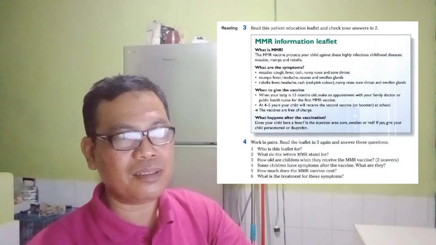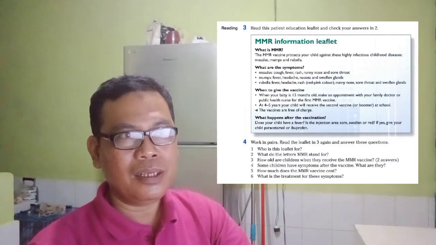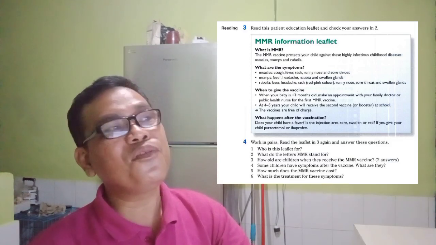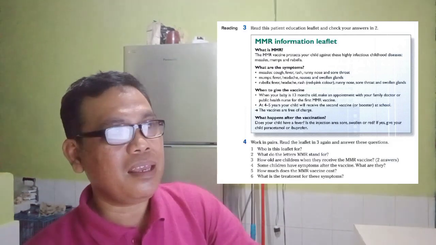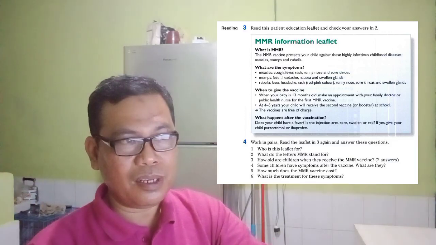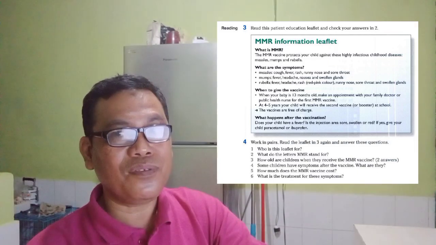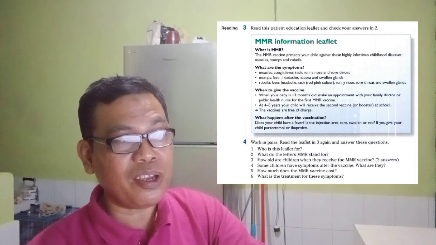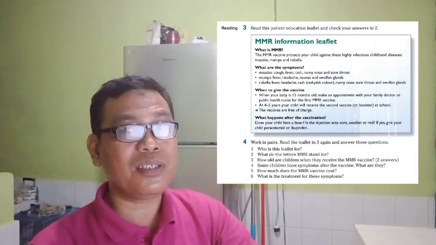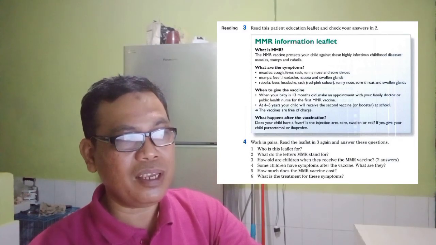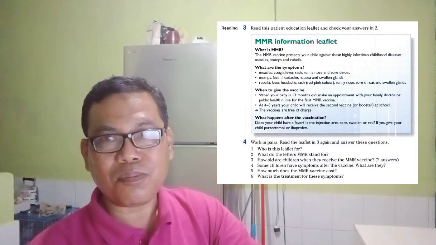Okay, I think you have done it and found the pictures of the symptoms that the children probably have. Now this time, in reading number 3, you're going to have an MMR information leaflet. This is a kind of reading, a leaflet, of course. Now you have to read this leaflet very carefully, because after that you are going to answer 6 questions that follow the leaflet. Okay, this is exercise number 3 and 4 for this part.